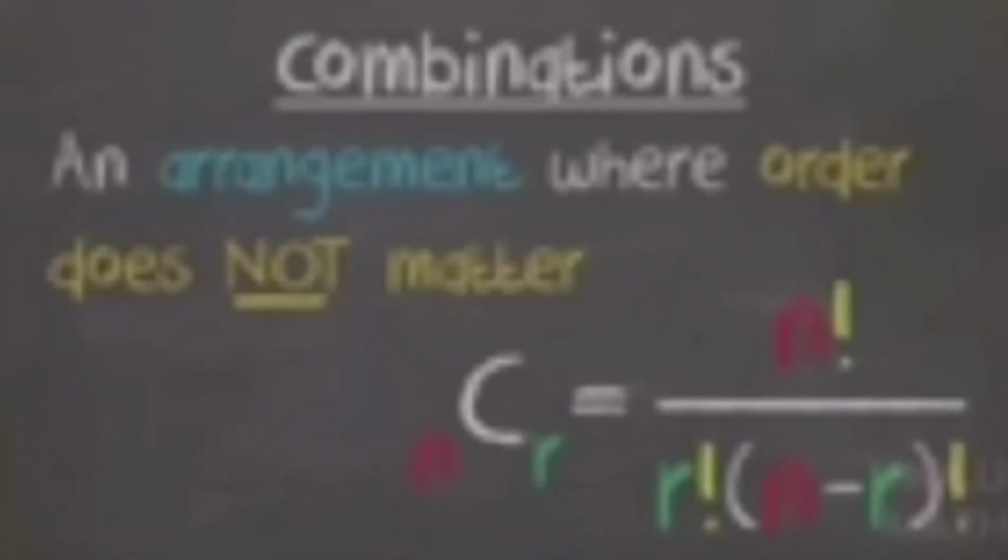Let's take a look at it from the abstract first. Question: how many different sampler platters can we make? We've got 5 different options for appetizers, and we're going to choose 2 of them. It's 5C2. Let's not worry about those numbers right now. Just focus on thinking from the conceptual standpoint.